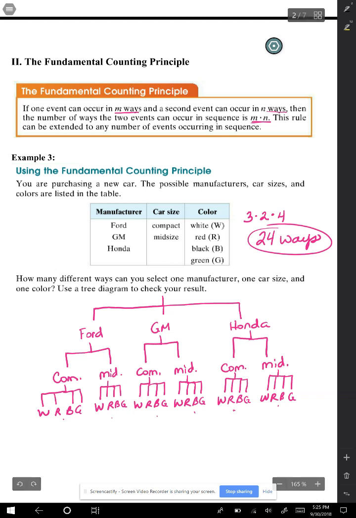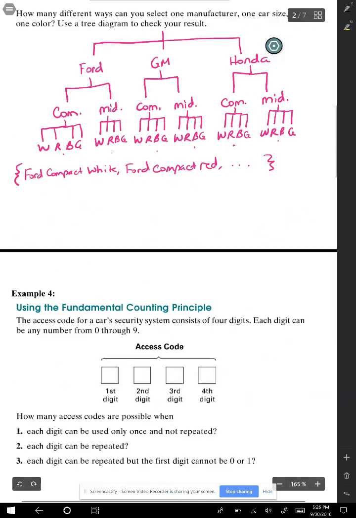If you were going to write out the sample space, which they don't ask us to, they typically won't ask you to write out a sample space if it's a huge one, but I'll just show you the beginnings of it. It would be Ford, compact, white. Or you could have Ford, compact, red. And you would just keep doing that until you listed all of the possibilities. And of course, there would be 24 of those when you got finished, but that would be how you would write the sample space. You would actually write out all the different possibilities.